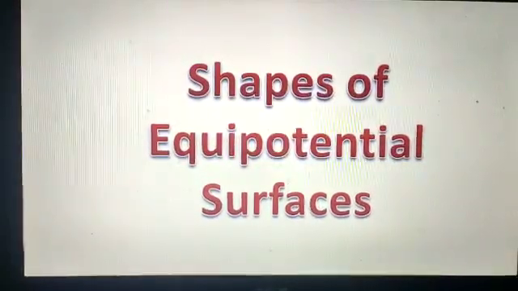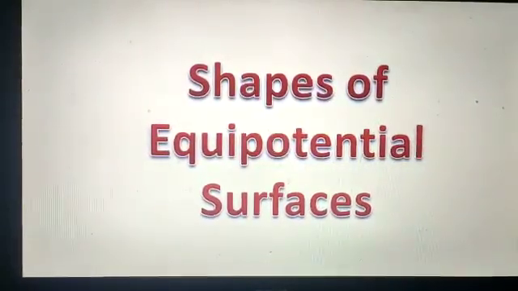Hello everyone, here we are going to discuss different shapes of equipotential surfaces. In the previous video we have already discussed what is equipotential surface. The surface where at every point the potential is same, we call that surface as the equipotential surface. Now here we are going to discuss different shapes of equipotential surface.